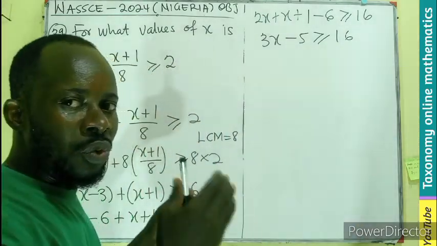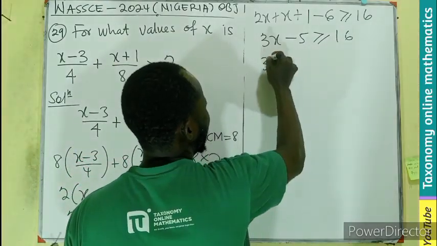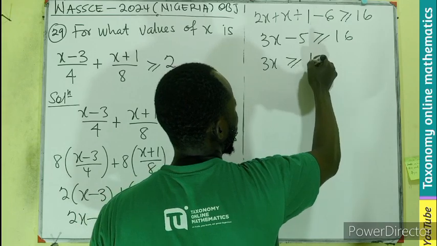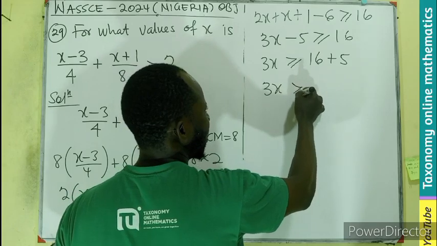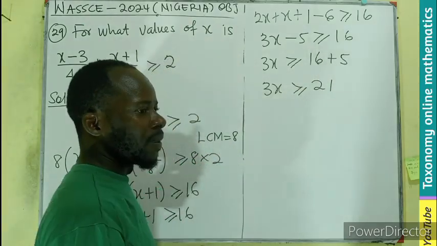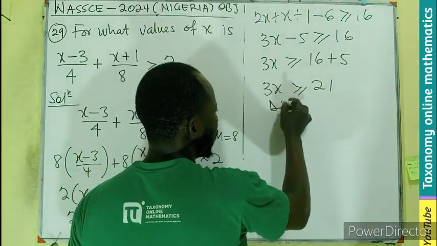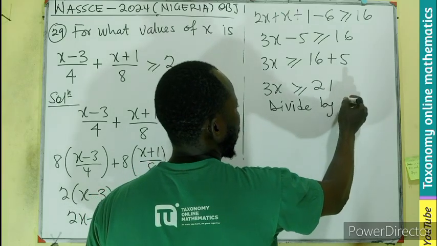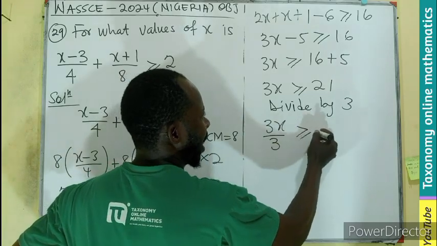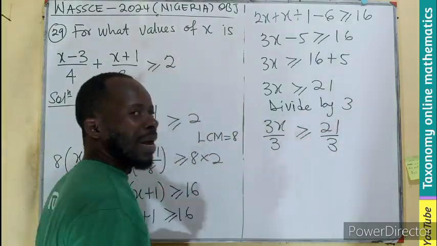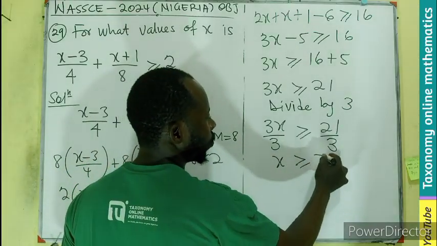So at this point, we are going to add 5 to both sides to clear this very 5 from here. That will be 3x greater or equal to 16 plus 5. If you find that arithmetic, you'll be having 21. But I guess we are looking for the x, so we divide by the coefficient. We divide by 3, which is the coefficient, meaning 3x divided by 3 greater or equal to 21 divided by 3. Dividing all the sides by 3 will make your x to be greater or equal to 7.